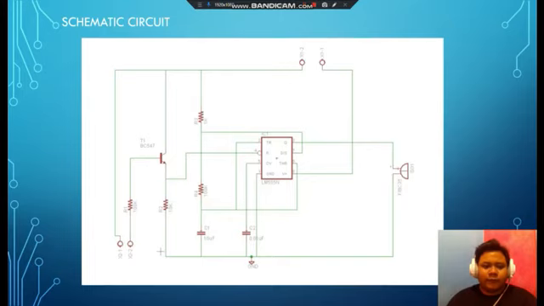I will present the result and discussion. Firstly, this is a schematic circuit which I drew with Eagle. X1 is for the battery and X2 is for the rain sensor.